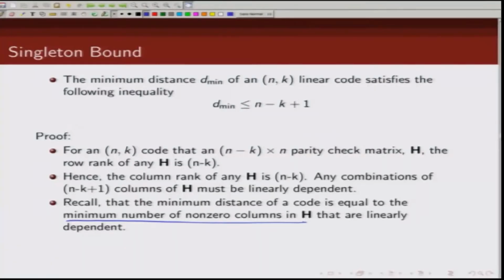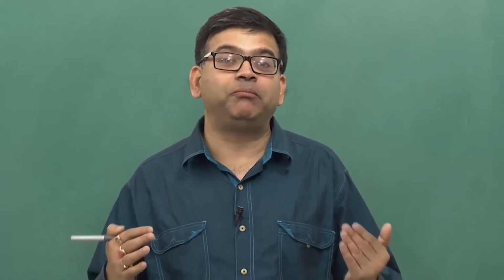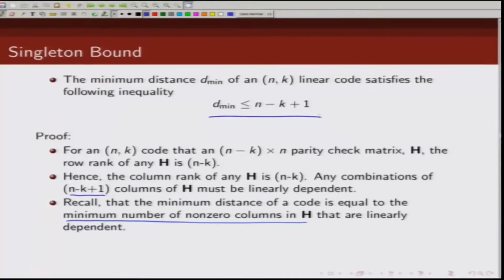Now, so what we have seen is that n minus k plus 1 columns of H matrix add up to 0 because they are linearly dependent. Why? Because the column rank is n minus k. And if n minus k plus 1 columns add up to 0, that means the minimum distance can be at most n minus k plus 1. Hence, we prove that minimum distance of a linear (n,k) code is upper bounded by n minus k plus 1.